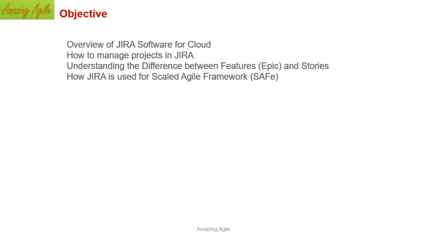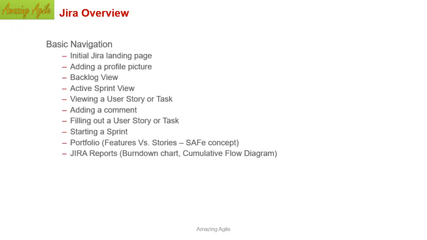Whatever the Jira project or Scrum project you are doing, you may not have the license to work at the portfolio level. That is called SAFe framework support, so you have to buy a separate license for that. Today we are going to learn the initial Jira landing page, adding a profile picture, backlog view, active sprint view, viewing a user story or task, adding comments, filling out the user story or task, and starting a sprint. You have all done these. Now the portfolio is a new concept, and you also know reporting. So let's start real quick.